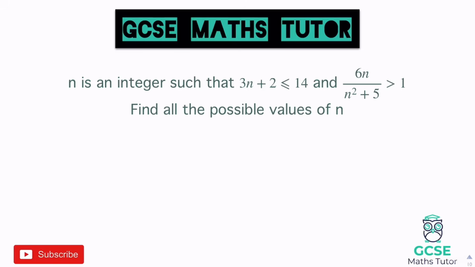Okay, so we've got some inequalities to solve. Now this first one is quite nice and easy for us to solve. So if we actually just take away 2 from both sides, we can just solve this. It's just a linear inequality that we can solve hopefully quite nice and easy. So we've got 3n is less than or equal to 12, and dividing by 3, we've got n is less than or equal to 4. So that's going to be part of our solution there, that n has got to be less than or equal to 4.